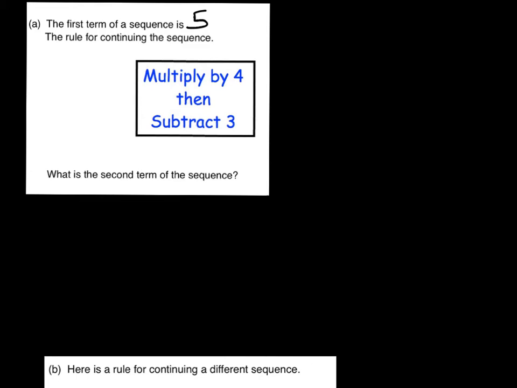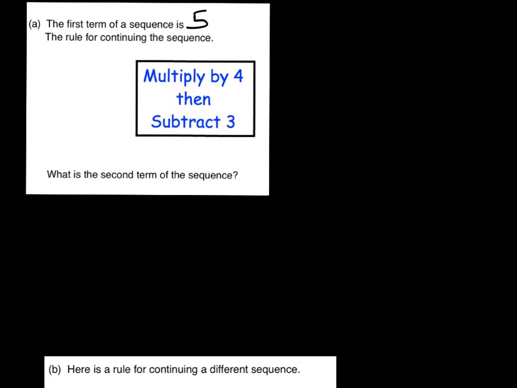Okay, so a wordy example. It tells us the first term of a sequence is 5. The rule for continuing the sequence is multiply by 4 and then subtract 3. What is the second term for the sequence?